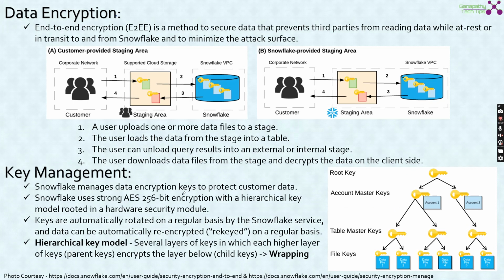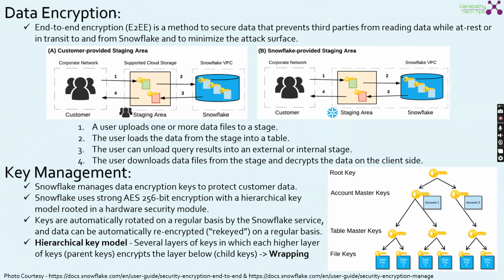So Snowflake manages the data encryption keys to protect your customer data. This is the hierarchical key model. As you see, there is a hierarchy here. One key is used to encrypt another key, which is used to encrypt another key. It goes on and on. So Snowflake is using AES 256-bit encryption with the hierarchical key model rooted in the hardware security module. Keys are automatically rotated on a regular basis by the Snowflake service, and the data can automatically be re-encrypted or re-keyed on a regular basis. We are going to see this in greater detail.